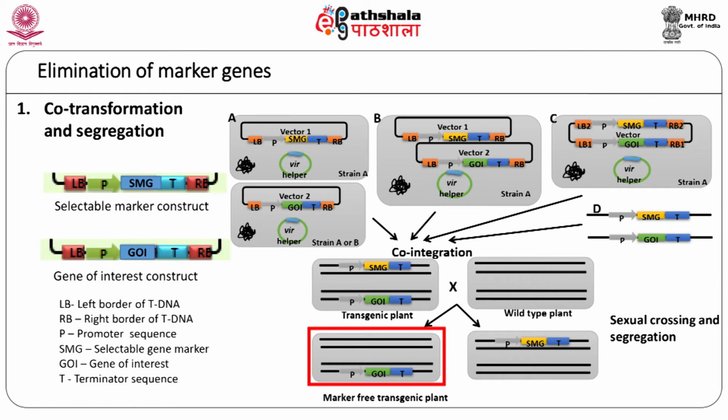Co-transformation and segregation strategy to obtain marker-free transgenic plants. The selectable marker gene and gene of interest are introduced on separate T-DNAs present in two different Agrobacterium strains, on separate vectors in the same Agrobacterium strain, or on the same vector. The two genes can also be delivered by direct gene transfer methods such as particle bombardment. If the gene of interest and the selectable marker gene are integrated at unlinked positions, progeny plants with only the gene of interest can be obtained after sexual propagation.